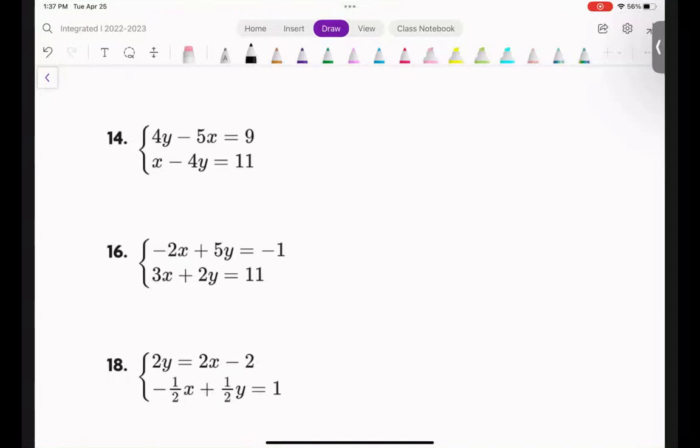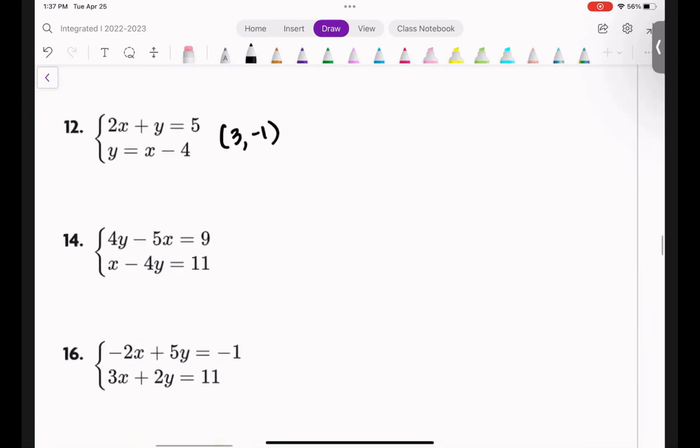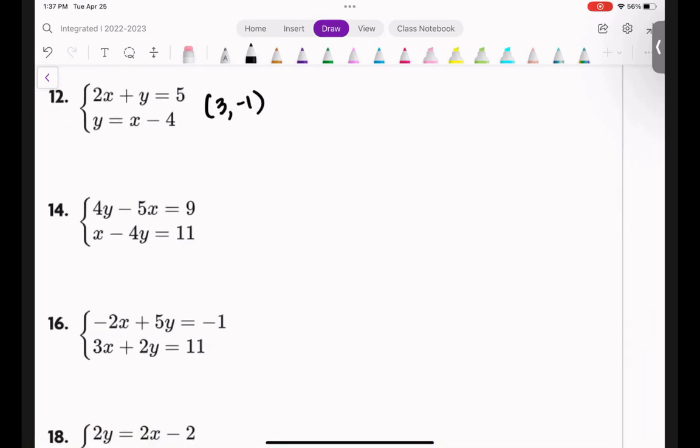All right, so we are back and we are doing 5.10, ready, set, go, number 14 and 16. I'm going to go, 14 is going to be using substitution. And then 16, I'm going to use elimination. Okay, so 14, the way we solve 14 is, and I'm going to just copy this over here.